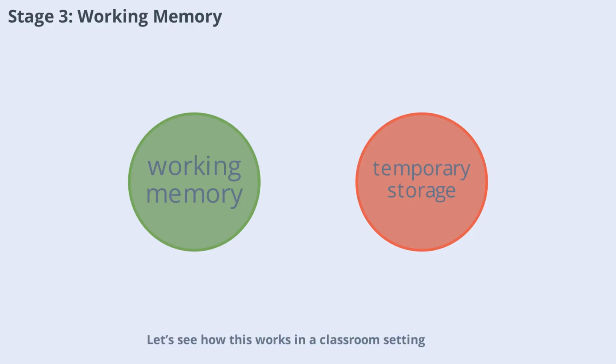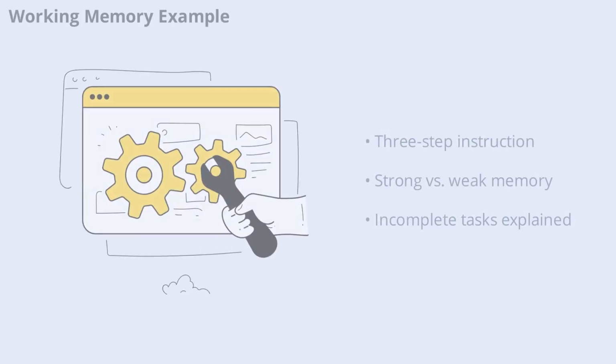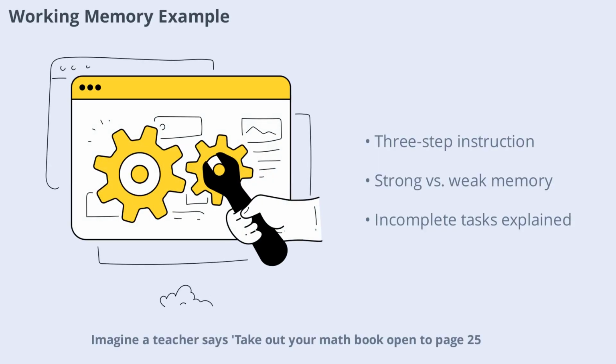Let's see how this works in a classroom setting. Imagine a teacher says, "Take out your math book, open to page 25, and solve the first 3 questions." The student must remember 3 steps. Take out the book, open to page 25, and solve 3 questions. A student with strong working memory can hold all 3 steps and complete the task. But a student with weak working memory may forget 1 or more steps, leading to incomplete work. The teacher might think the student wasn't listening, but the real issue is limited working memory.